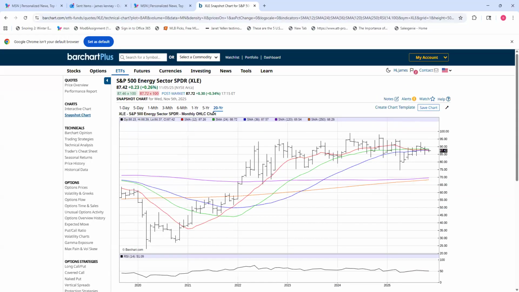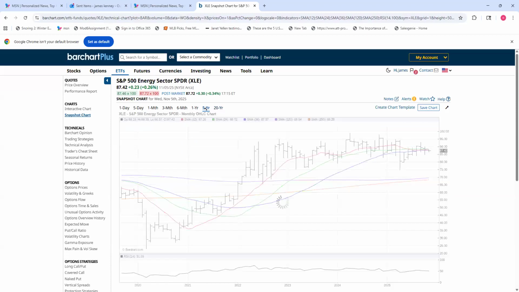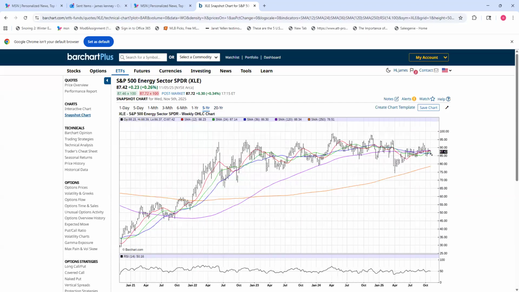XLE on the 20-year. Let's go to the 5-year, easier to read. Right there, listen, remember I told you when all my averages come together, something big is going to happen. Why is that? Let's use our common sense. All the averages are at about the same price of 88. Now look at the time frames, 12, 24, 30. They're totally different time frames. What the heck are they doing at the same price? It's weird. Weird doesn't last.